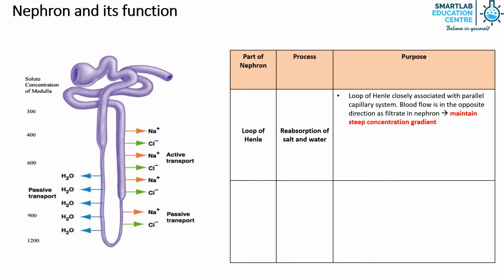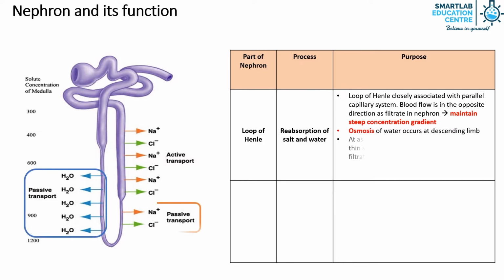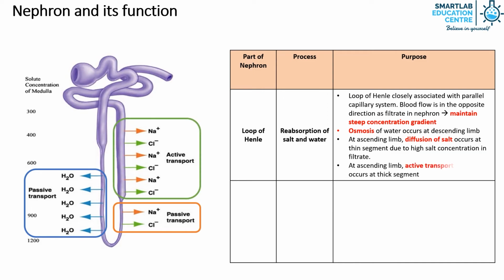Osmosis of water occurs at the descending limb. At the ascending limb, diffusion of salt occurs at the thin segment due to the high salt concentration in filtrate. Also at the ascending limb, active transport of salt occurs at the thick segment.